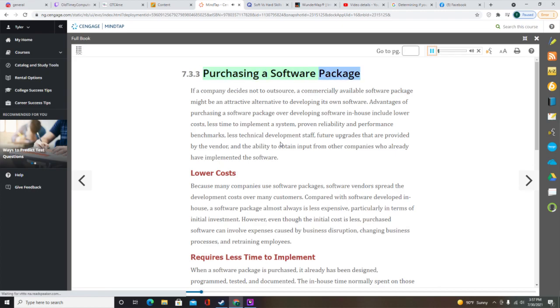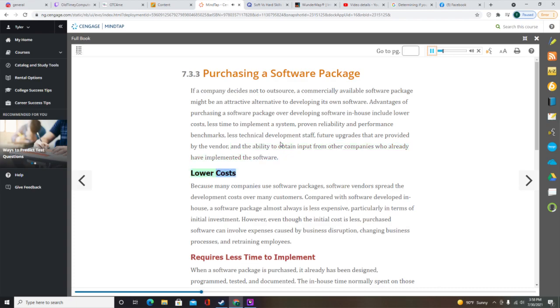Purchasing a software package. If a company decides not to outsource, a commercially available software package might be an attractive alternative to developing its own software. Advantages of purchasing a software package over developing software in-house include lower costs, less time to implement a system, proven reliability and performance benchmarks, less technical development staff, future upgrades that are provided by the vendor, and the ability to obtain input from other companies who already have implemented the software.